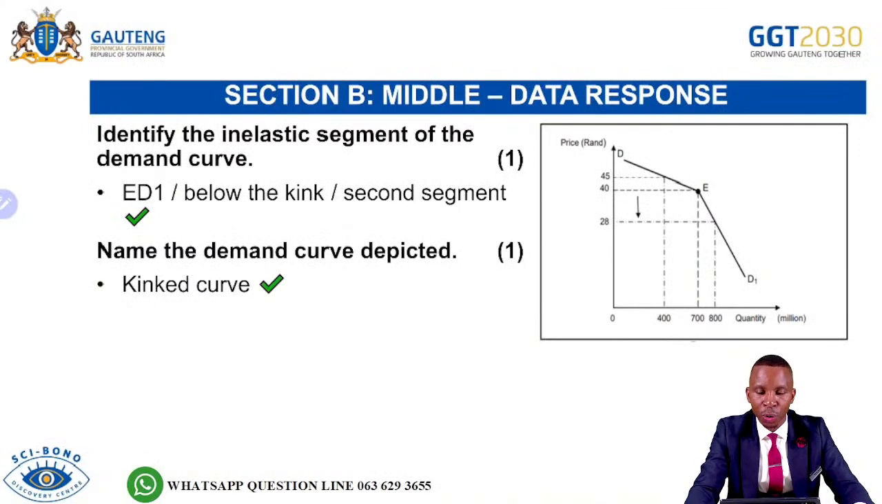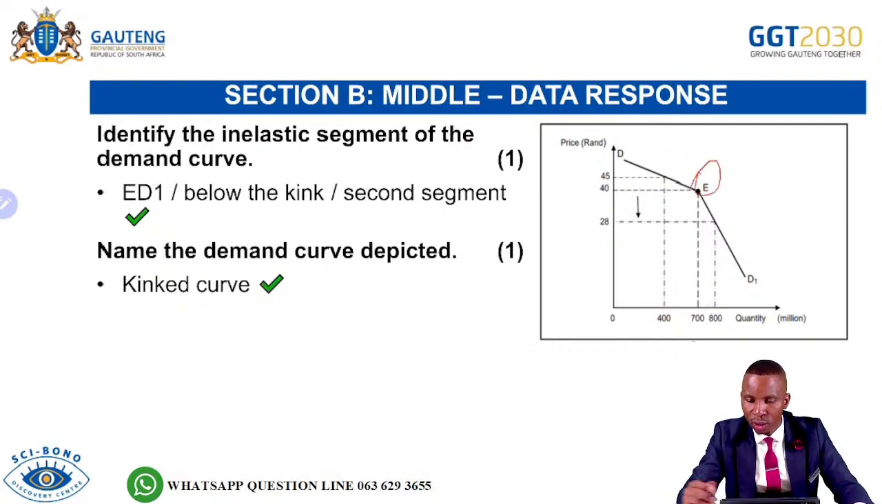And then we continue. We are given here the data response. This is the kinked demand curve under the oligopoly. You can see this is the collusive price, the bottom segment, and then the top segment. Relatively inelastic, relatively elastic. And then we check, there is always total revenue to be calculated here. On the first price, we have 45 rand, quantity is 400 units. And then on the collusive price, we have 40 rand at E, quantity is 700 units.